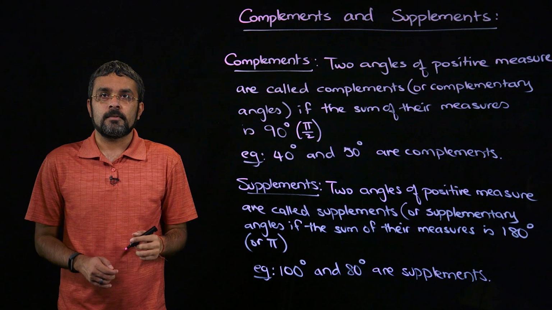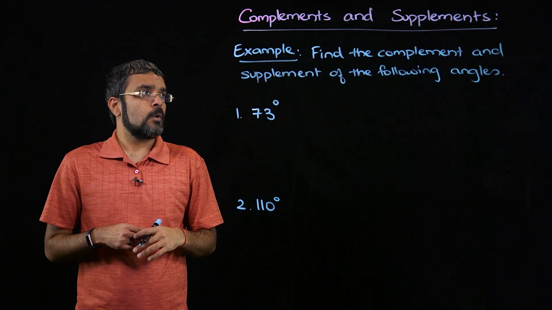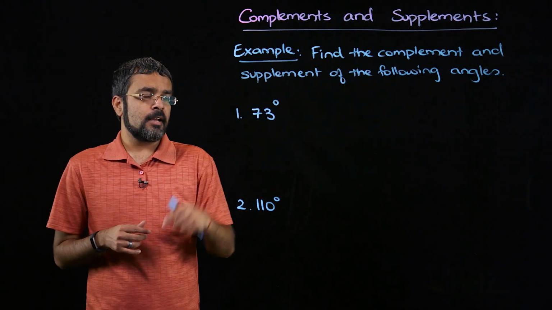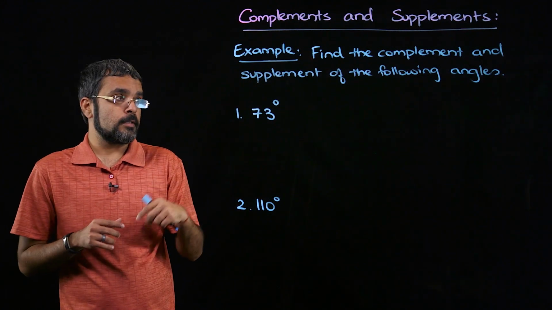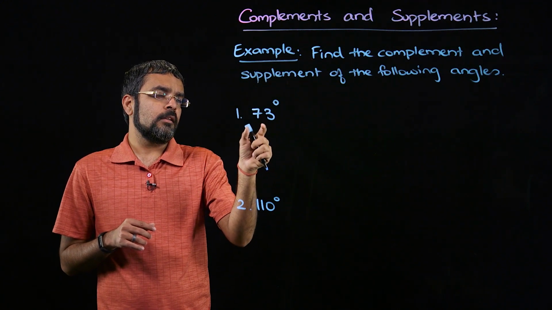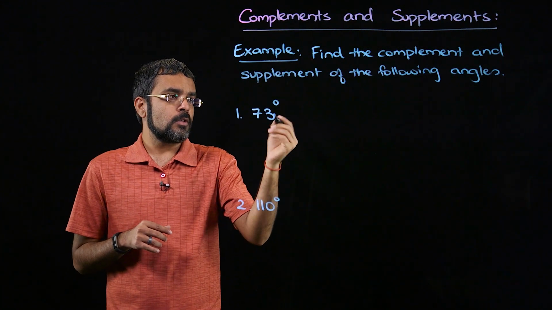So let's look at an example. So what we want to do in this example is we're given two angles and we want to find the complement and the supplement of that angle. Okay, so the first angle is 73 degrees. So what we want to do is we want to see what angle adds up with 73 degrees to give us 90 degrees, right? So let that angle be x.